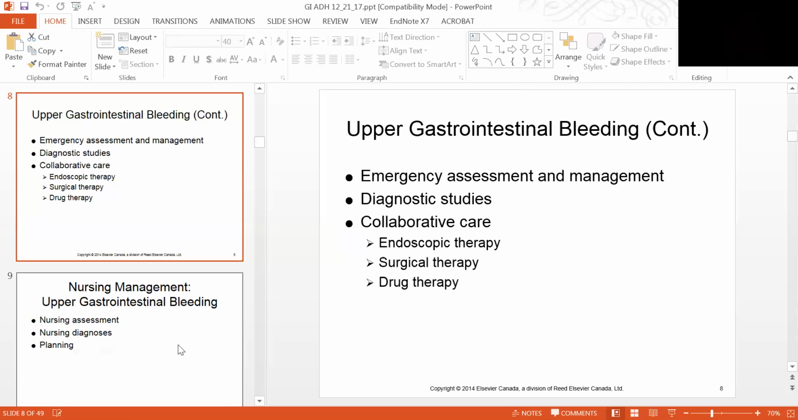I'm going to then do a careful assessment of my abdomen. I'm going to look for any kind of abdominal distension, and then I'm going to listen for my bowel sounds. What do you think you would hear in terms of bowel sounds? Hypoactive or hyperactive?